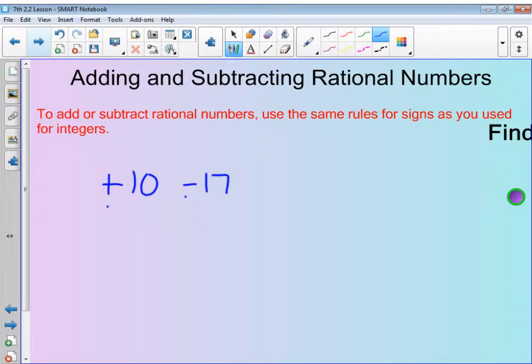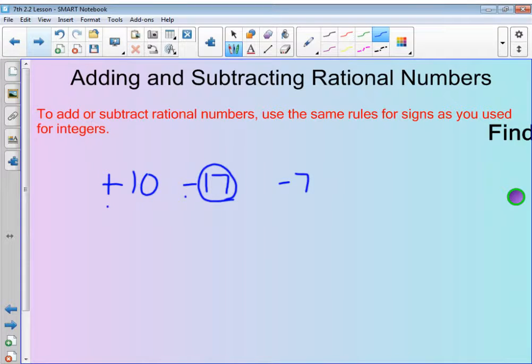first. Those are different. So we found the difference. So in our head, we would think 17 minus 10, which would give us 7. And then we're going to apply the larger number's sign. So 17 is considered larger when you just compare the digits. It had a negative sign. So our answer would be negative 7.